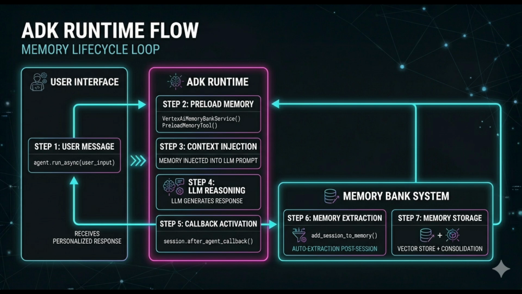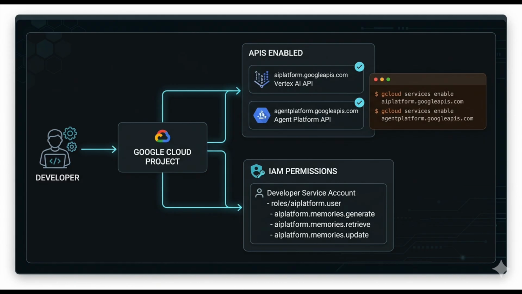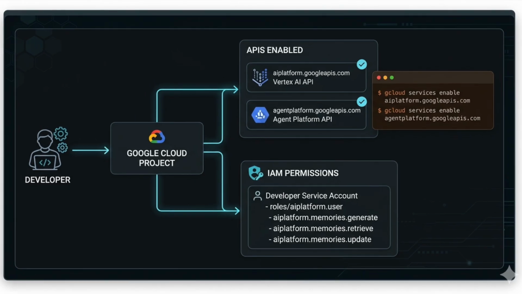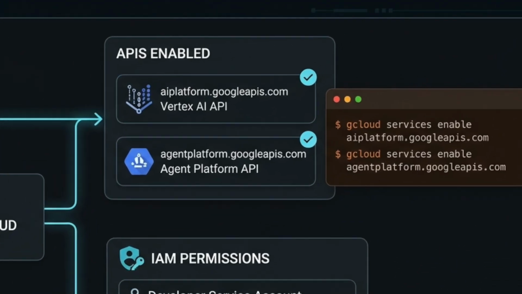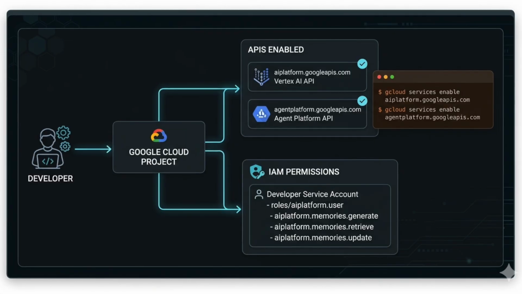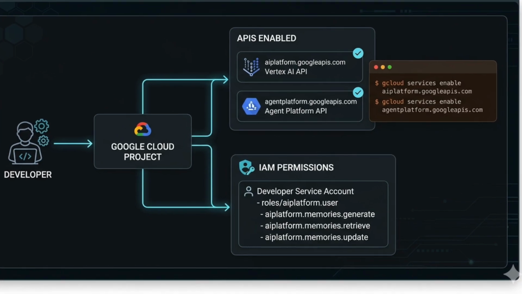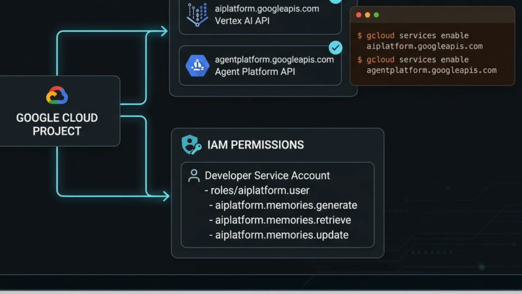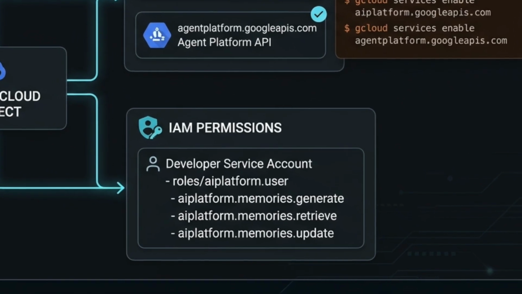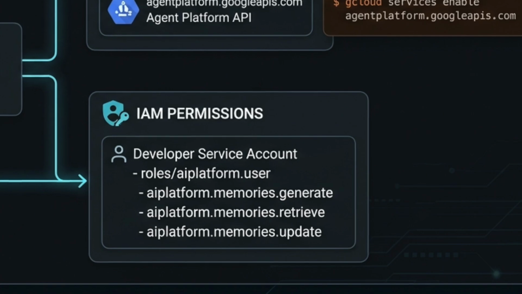Last video, we showed how AI agents can remember users across sessions. In this video, we take a deep dive. Before anything runs, MemoryBank depends on your Google Cloud environment being correctly configured. You need two APIs enabled, Vertex AI and Agent Platform. And more importantly, your service account needs explicit memory permissions: generate, retrieve, and update. This is what defines who can read and write long-term memory in your system.